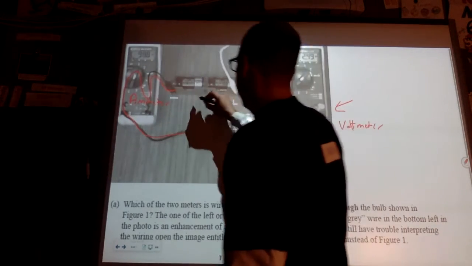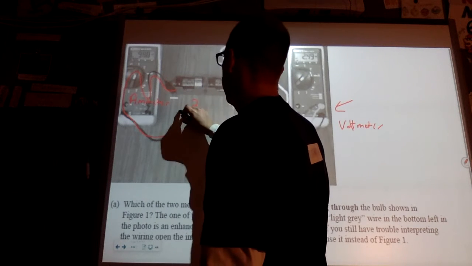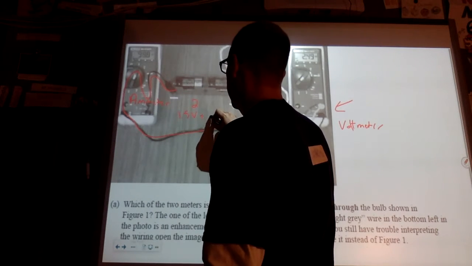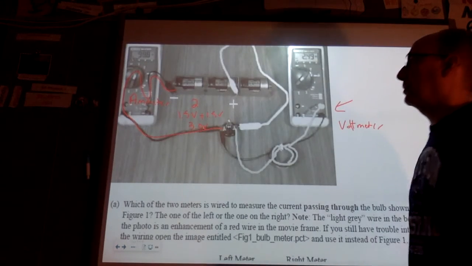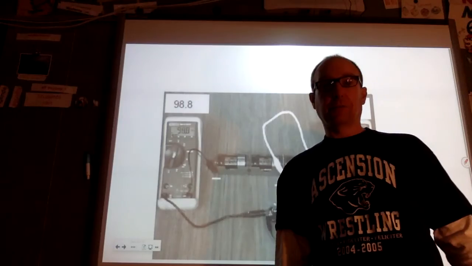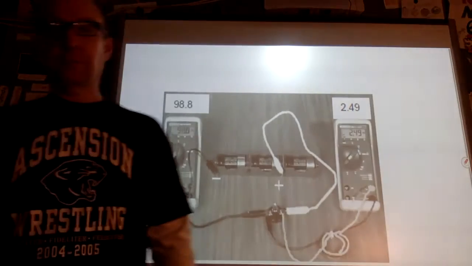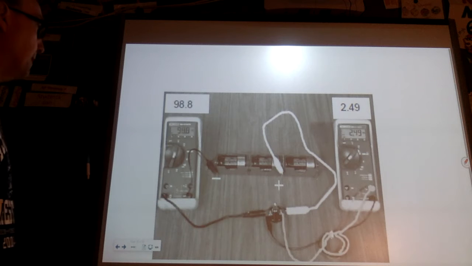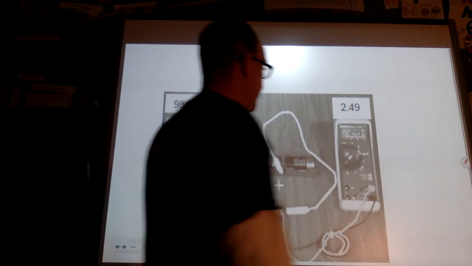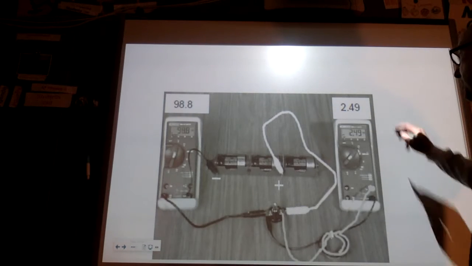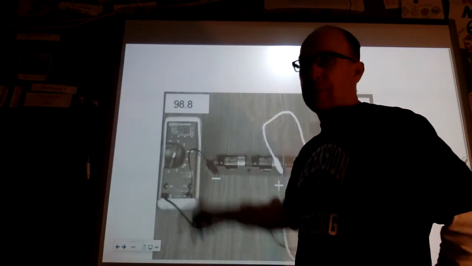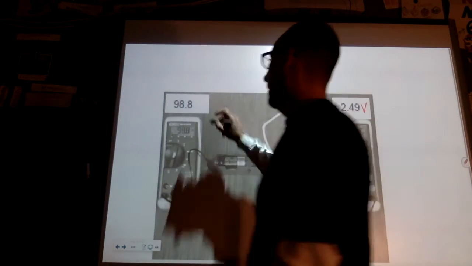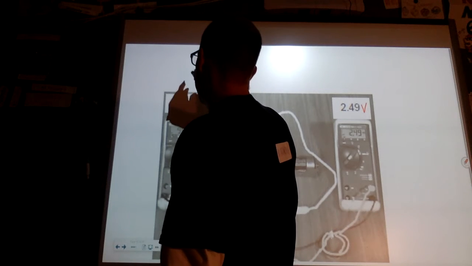In this picture, we have just 2 batteries that are both 1.5 volts end to end, which would combine to be 3 volts. If I had all 3 of them, it'd be 4.5 volts. And here we have what the measurement is. So these 2 batteries are 2.49 volts. This is reading 98.8. That wouldn't be amperes. It's most likely milliamperes.